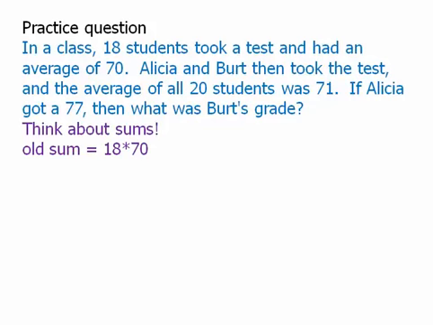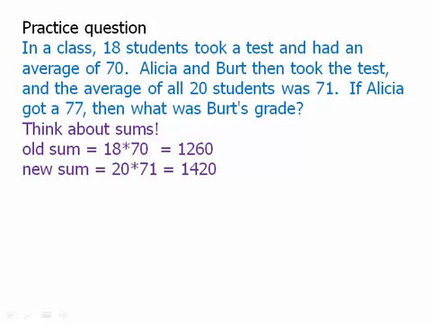So first of all, the old sum, those 18 people, I'm just going to take 18 times the mean of 70, multiply that out, and that's 1260. Well, now the new sum of all 20 students, that's going to be 20 times 71, multiply that out, that's 1420. Well, think about that. The old sum and the new sum, what's the difference between them? The only difference is we added Alicia's score and Bert's score to the other 18 scores. So the difference between them should be the sum of the score of Alicia and the score of Bert. So we subtract them. Alicia's score and Bert's score must add up to 160.